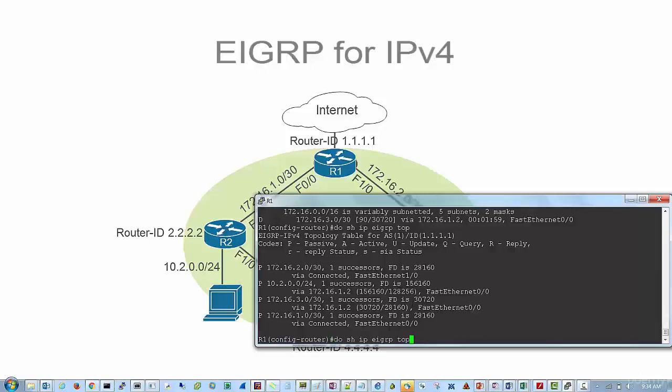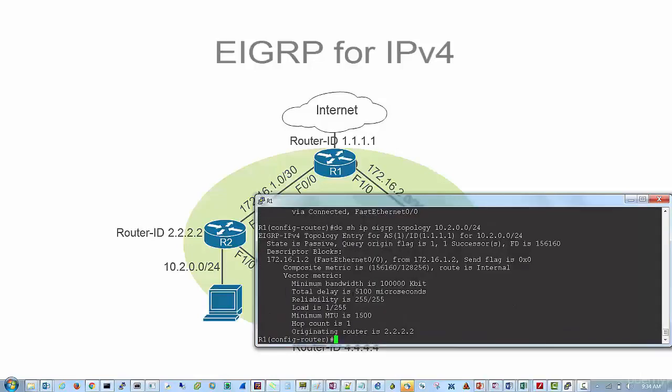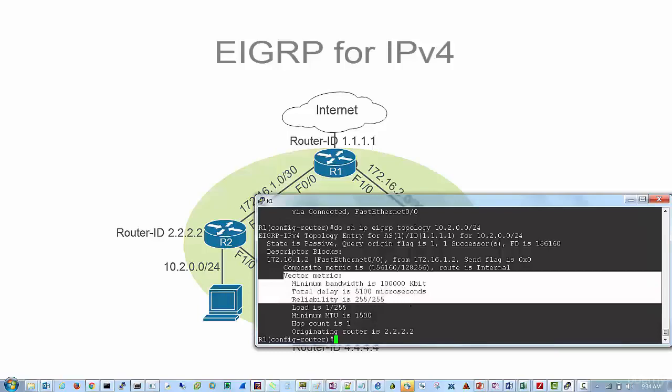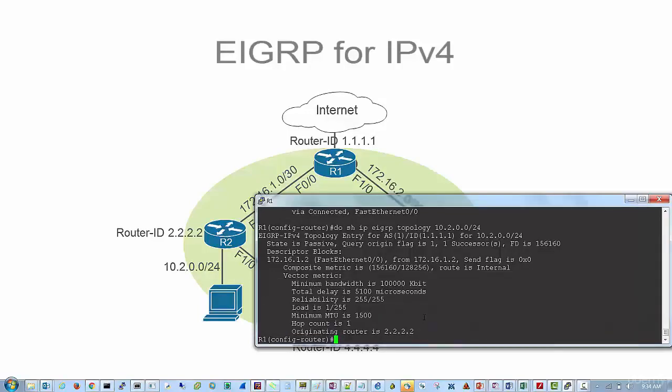We can actually learn even more information about the route if we do show IP topology, and then if we pick a specific route like the 10.2 one, we can find a lot of information here. So we can see that the minimum bandwidth in the path was 100 meg. The total delay in the path was 5,100 microseconds. And the originating router was 2.2.2.2. This is probably one of my favorite EIGRP troubleshooting commands because you really get to see what values were used in our composite metric calculation.